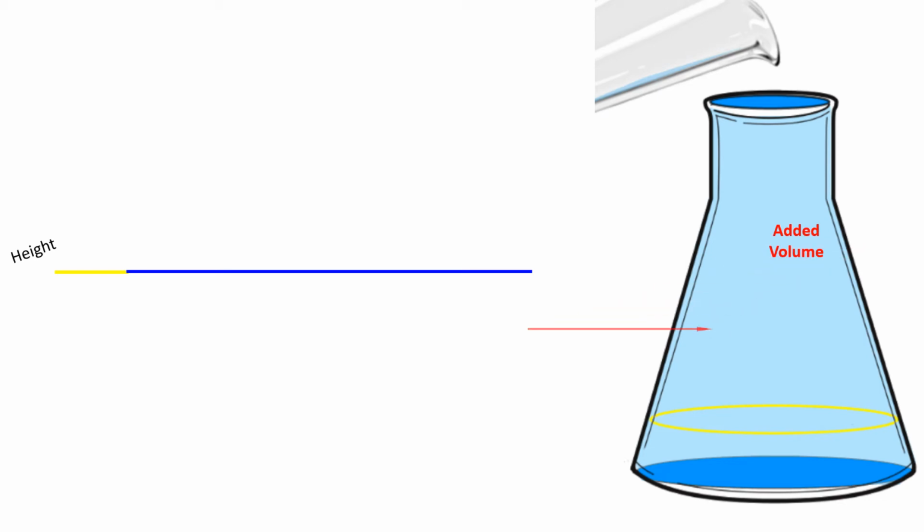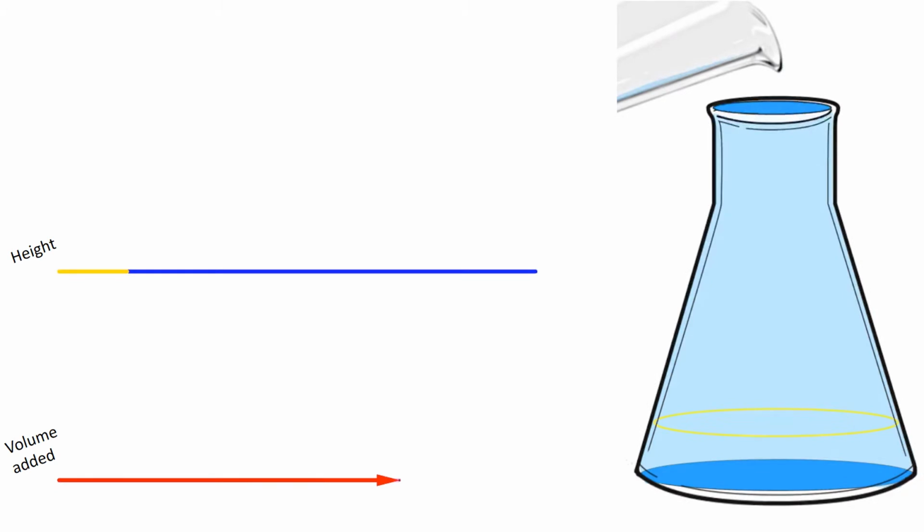Next, I'll represent the height of the water in the flask. I'll use a yellow oval to show the water that was in the flask before starting to pour. I'll represent the height of the water that was initially in the flask using a yellow line. And I'll represent the change in height of the water in the flask using a blue line. Next, I'll represent the volume of the water that gets added to the flask using a red arrow.